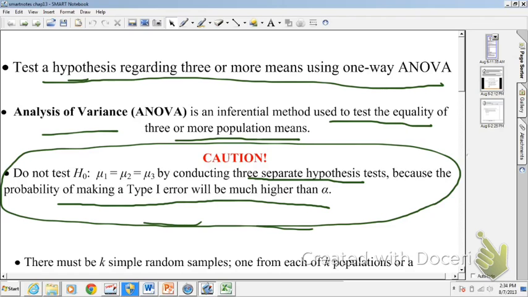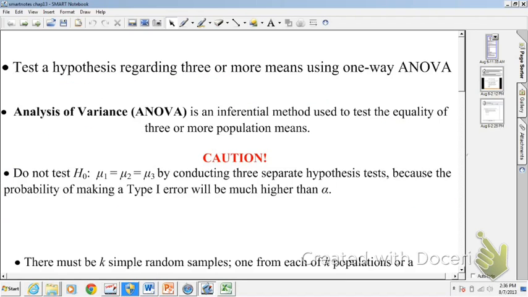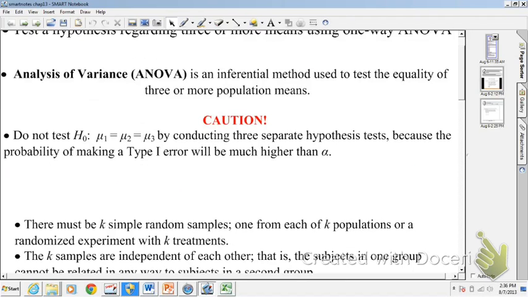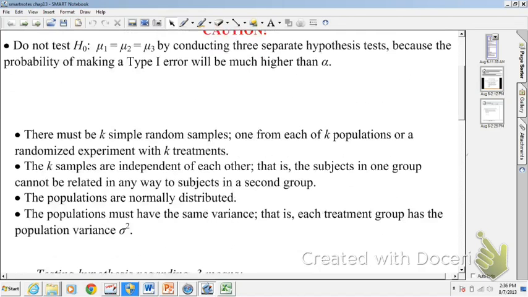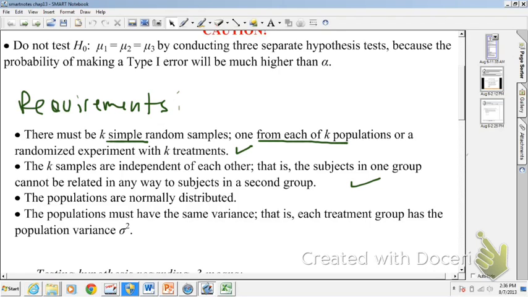So let me keep reading here for you. Requirements, and I'll insert this here. The requirements to run the one-way ANOVA are that there must be k simple random samples, one from each of k populations, or a randomized experiment with k treatments. The k samples are independent of each other, that is, the subjects in one group cannot be related in any way to the subjects in a second group.